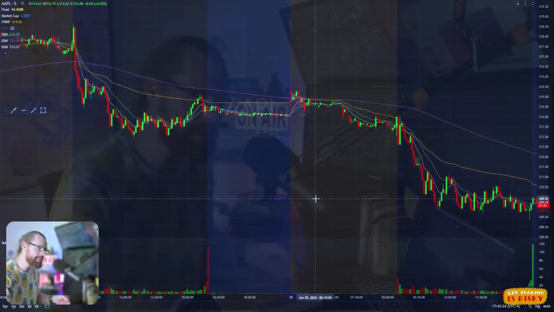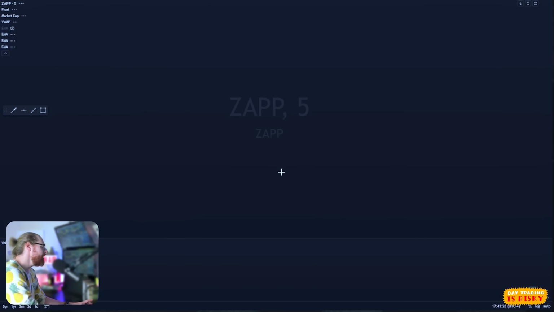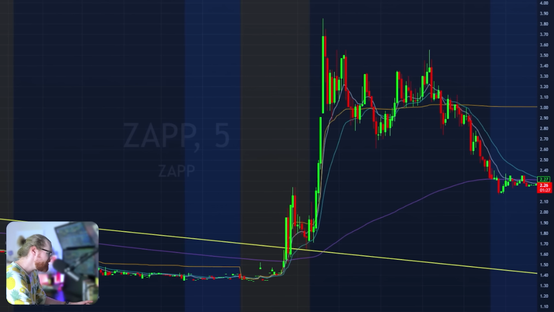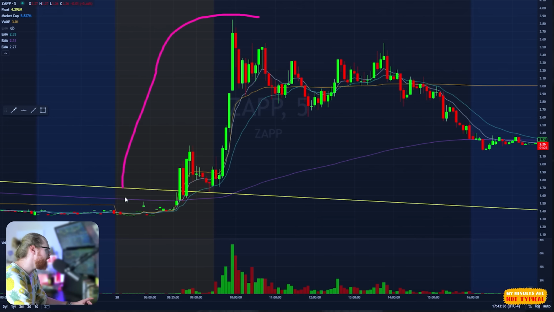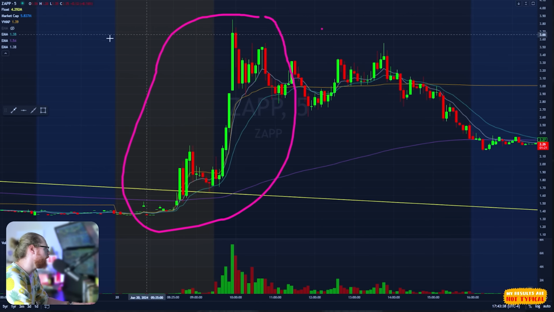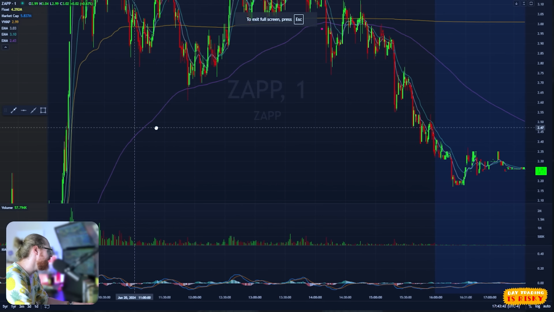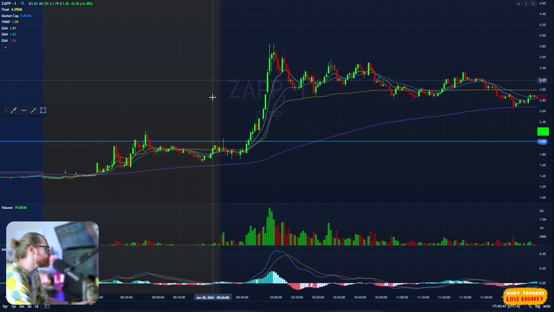Now, today we had a few examples of stocks that made those kind of moves. ZAPP was one of them. This stock went up about 180% this morning. And so you can see this pattern right here. Now, this right here was bucking the trend of the overall market. And this is a 5-minute chart, but we can zoom in on the 1-minute chart to get a little bit more dialed in, and I can show you my exact entry. So this was bucking the trend of the overall market.